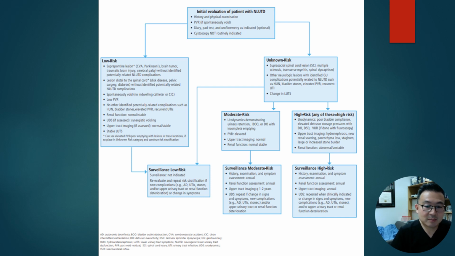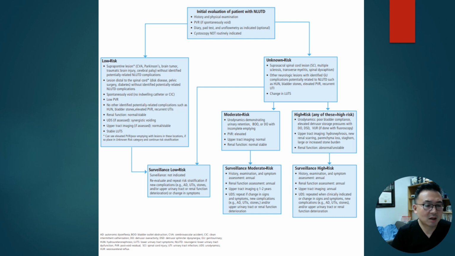This is the basic algorithm from the AUA guidelines for neurogenic bladder. We'll talk a little more in detail about this, but you initially evaluate the patient with a history of neurologic disease. You want to get a history and physical, and a post-void residual to see if they're retaining urine. Some optional tests include voiding diary, pad tests, and uroflow. But we don't routinely perform cystoscopy at this point.